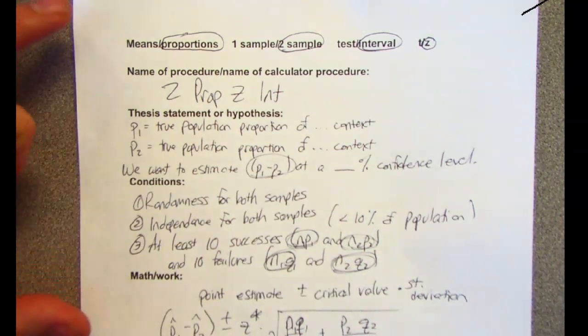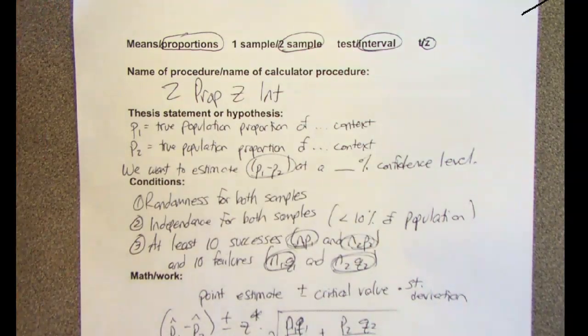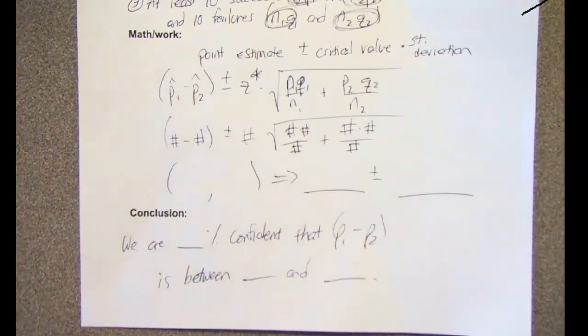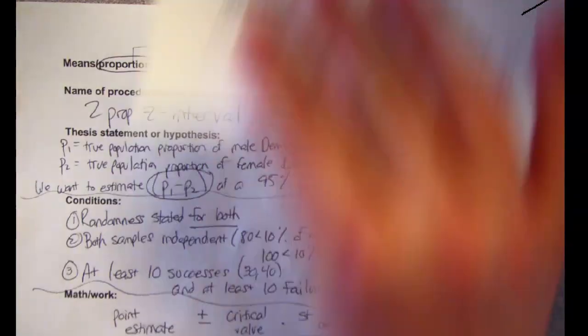So this first one is just the template, and I would say pause it and write all this down. You're going to scroll down to the bottom part, and again, I would pause it and copy that down. And then I'll talk through the example that I did in class.